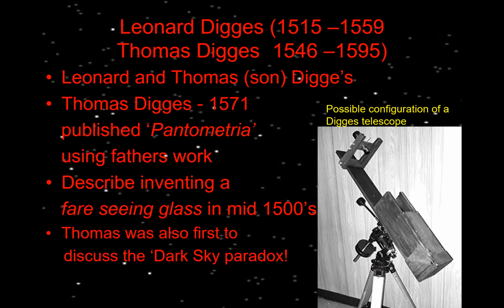Leonard, Thomas Digges' father, worked with Thomas to develop a telescope, and they published this work in a paper called Pantometria. Here's a model of their telescope on a very modern tripod, of course. You would have a reflecting mirror at the back and a lens at the front here. And he described this fair seeing glass in the 1500s. Thomas Digges was also one of the people to point out something called the dark sky paradox that we'll talk about later: why, when there are stars all over the universe, is the sky dark?